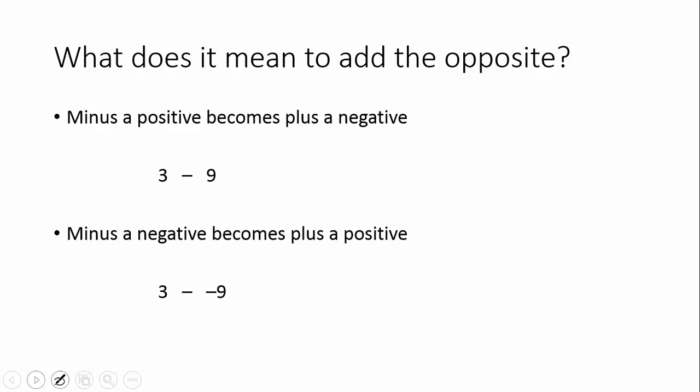But before that, what does it mean to add the opposite? Remember that when you are subtracting a positive, it's going to become plus a negative. So the problem becomes 3 plus -9, and we follow our rules for adding numbers. We also could have minus a negative, and that's going to become plus a positive. So now we would follow the rules for adding 3 plus 9.